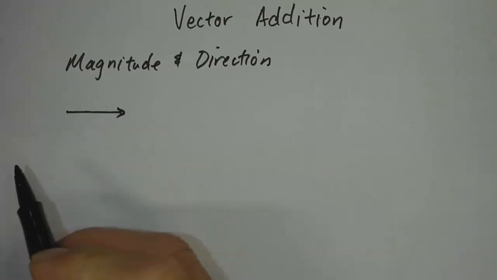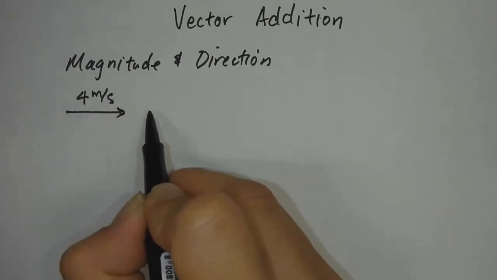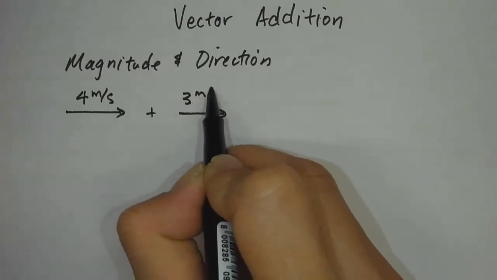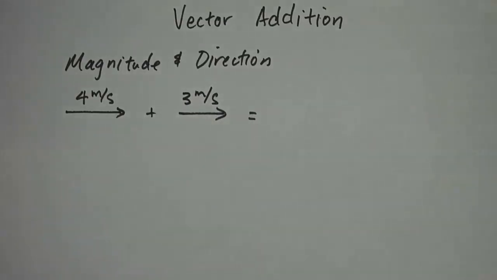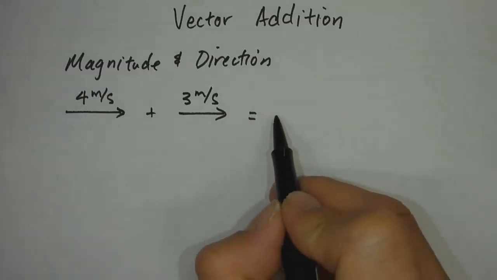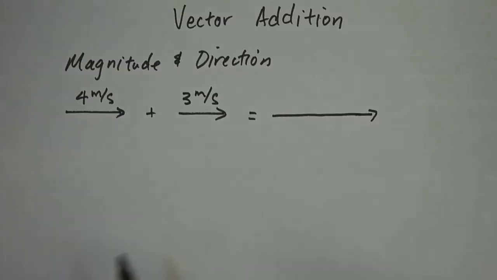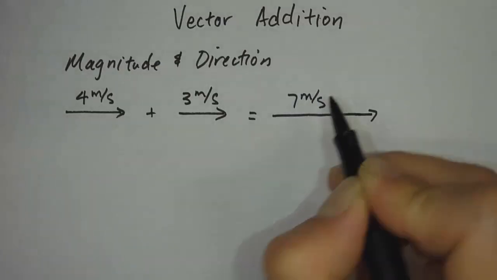Let me give you an example. I'm going to start off with this velocity vector, 4 meters per second, and I want to add it to a 3 meter per second vector. This would be really easy because they're in the same direction. So you probably could guess that the sum of these two would be 7 meters per second.